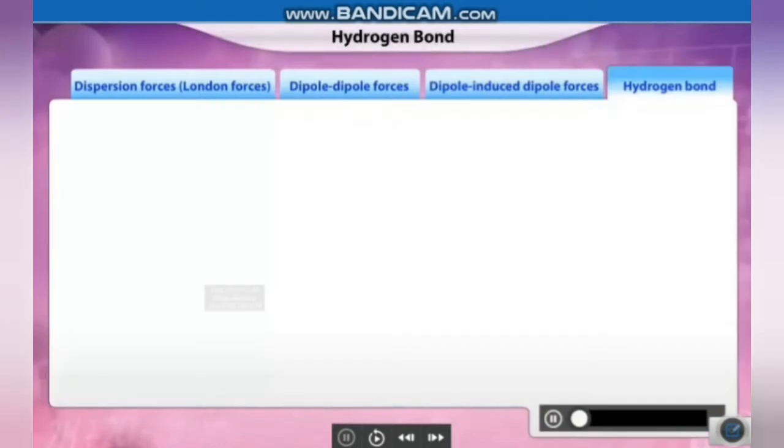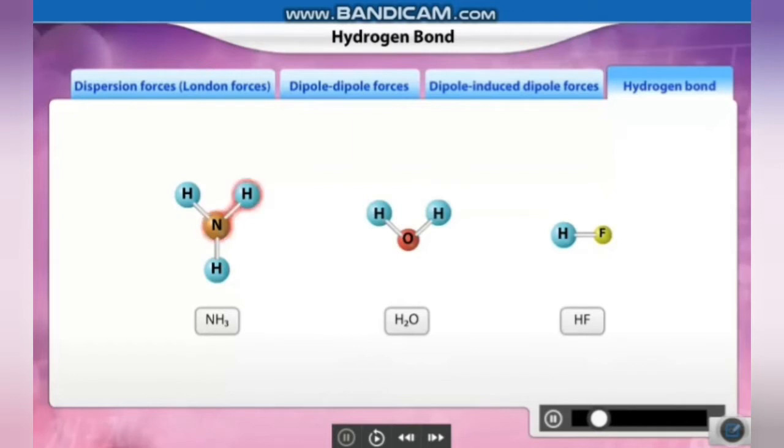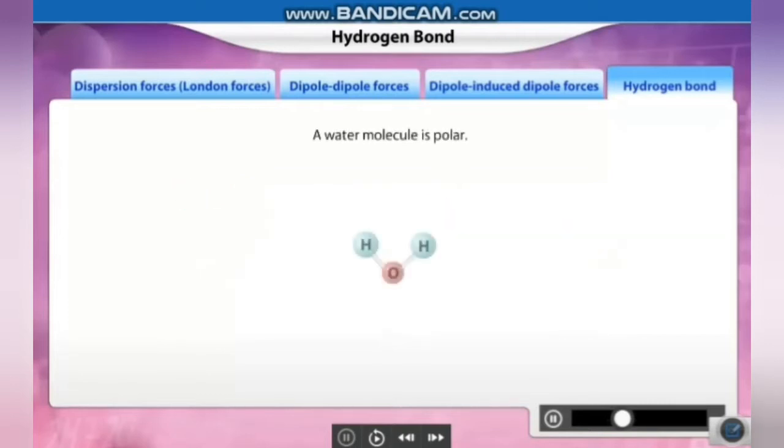Now let us learn about hydrogen bond, where you can see examples of ammonia, water and HF. You can see the bond formation between nitrogen and hydrogen, oxygen and hydrogen, fluorine and hydrogen. Let's take an example of water, where a delta positive charge is developed on the hydrogen atom and a delta negative charge is developed on the oxygen atom.